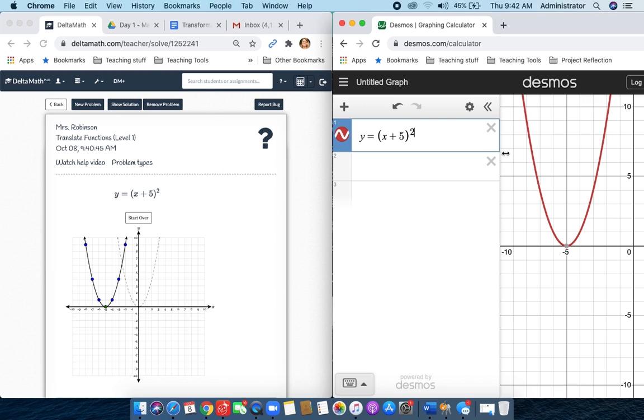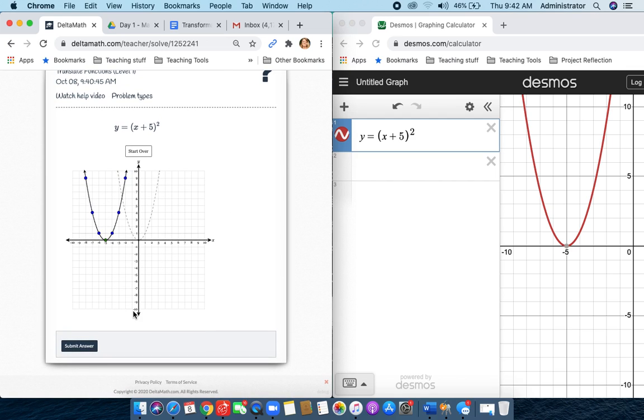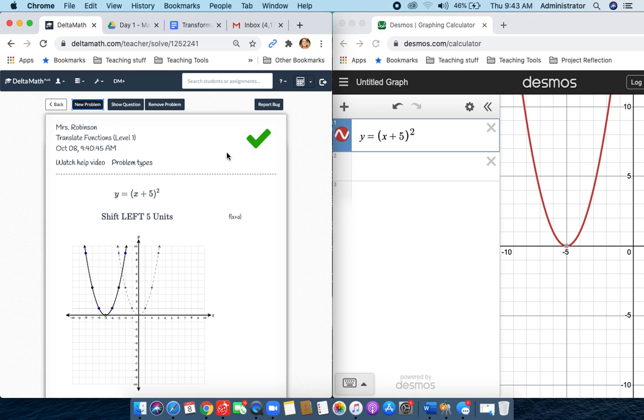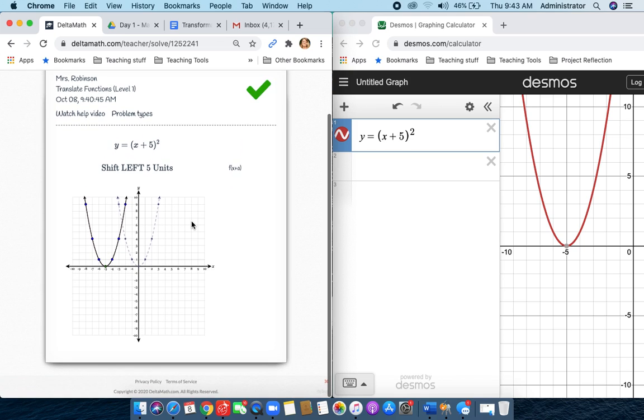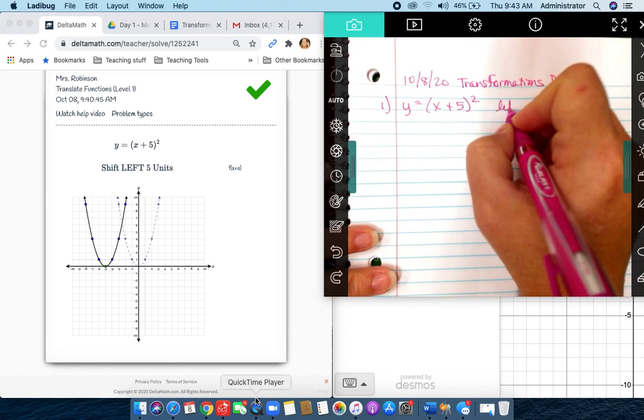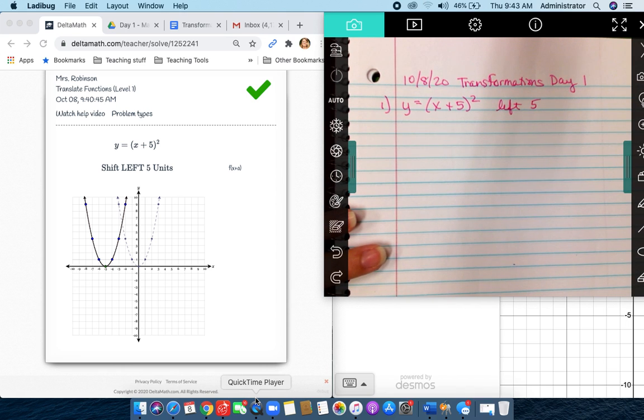Try it first, then verify it, because you need to not rely on the calculator to explain this. Because like I said, when you get to Math 3 and 4, you're going to be doing transformations all the time, and you've got to be able to just spit them out. So x plus 5 quantity squared, I believe our graph is correct, so I'm going to hit submit. It looks good. You can even see that it says shift left 5 units. And we verified it, and in my notebook here, I'm going to just come over here and write left 5. That's all I need you to do.